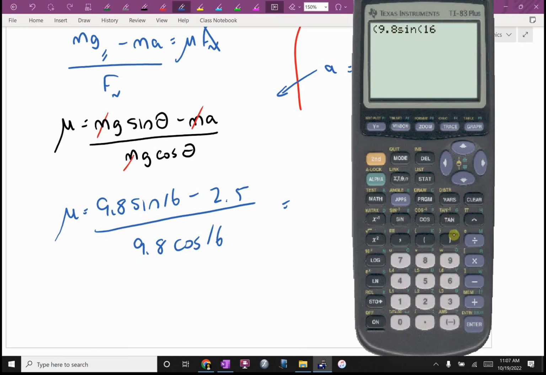Sine 16 minus 2.5 close bracket divided by bracket 9.8 cos 16. Do you all get 0.021? So 0.0214 if I round up properly. Is that big? I got nervous at first, but then, wait a minute, we're skiing. There shouldn't be a lot of friction. I'm okay with this.